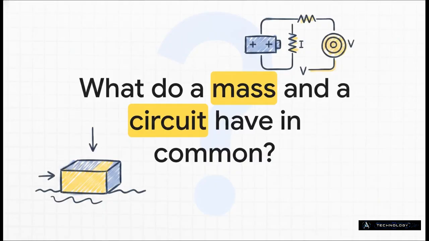So think about this for a second. What do a moving physical mass and an electrical circuit possibly have in common? I mean, on the surface, absolutely nothing, right? One is all about friction and heavy weights, and the other is dealing with invisible volts and currents. But to answer this question, we actually need to strip away the physical world for just a minute and look purely at the underlying structure.